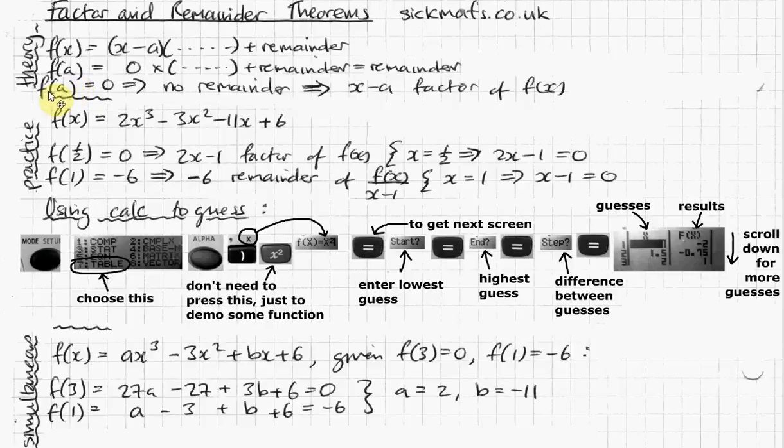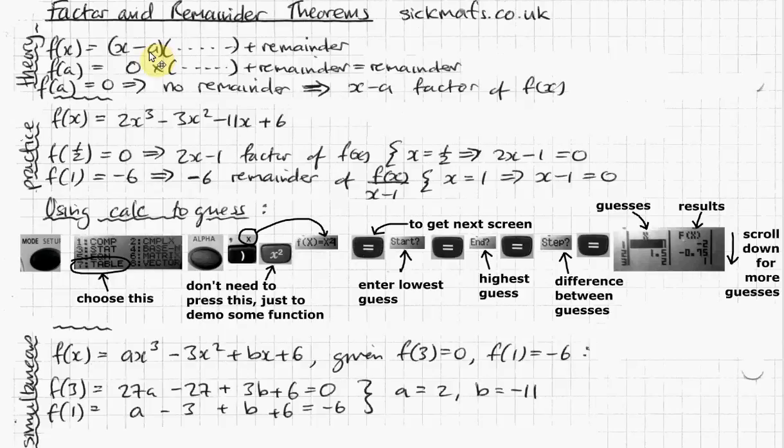But if f of a equals 0, you're saying the remainder is 0, and that means there's no remainder. If you look back at the original function, that means x minus a is a factor of the function, because there's no remainder. That means f of x equals x minus a times something. That's another way of saying this is a factor of the entire function.